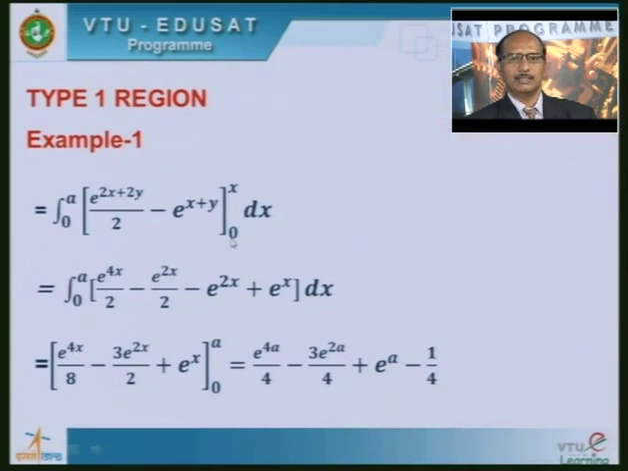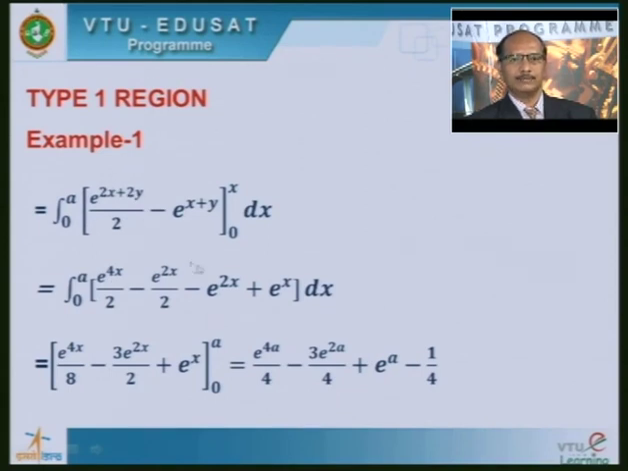Now, substituting the limits, y is equal to 0 and y is equal to x. Now, substitute the upper limit, put y is equal to x here. So, e raised to 2x plus 2x, it becomes e raised to 4x, divided by 2. So, that is the upper limit for first term, minus the lower limit for the first term, when y is equal to 0 here, it becomes e raised to 2x divided by 2. So, this completes the first two terms corresponding to the first term of previous step.